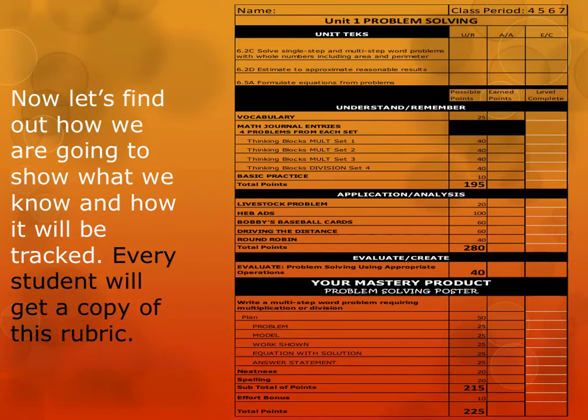Okay. If you look at your rubric, you'll notice that it's broken down. At the top, it has your 3 TEKS. Then it talks about what you're going to remember and understand. This is typically homework. So remember, the remembering and understanding section is things you will do at home. Application and analysis will happen in class. Evaluate and create will happen in class. And then your mastery product will also happen in class. So I've identified the things that you need to do as homework under the understand and remember category. Okay?